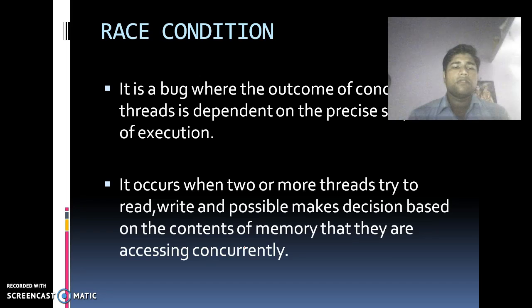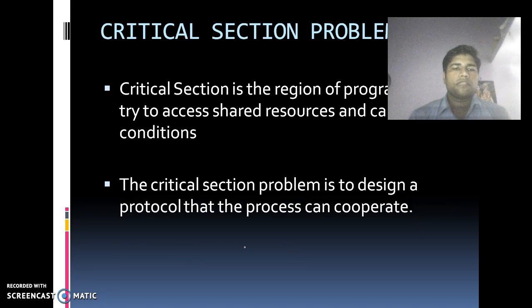Similarly, we will see that we have a critical section in which we put one process and the other will wait until it completes its execution. So similarly, we will see what the critical section is. Critical section is the region of program that tries to access shared resources and can cause a race condition.